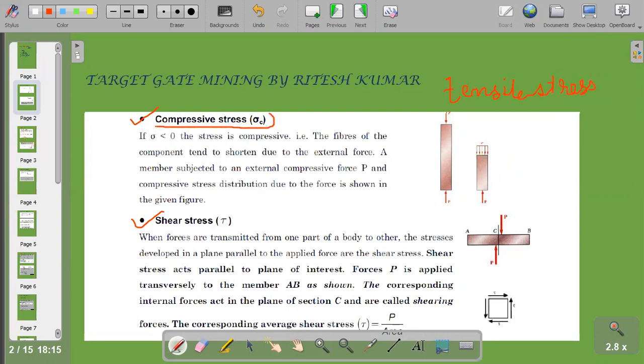Compressive stress. From the name, you can see that compressive stress means compressing any object. So what should be the direction of force for compression? In compression, the length will decrease, meaning whatever the length of this is, it will tend to decrease, so the force will be in this direction, and it will compress. This is called compressive stress.